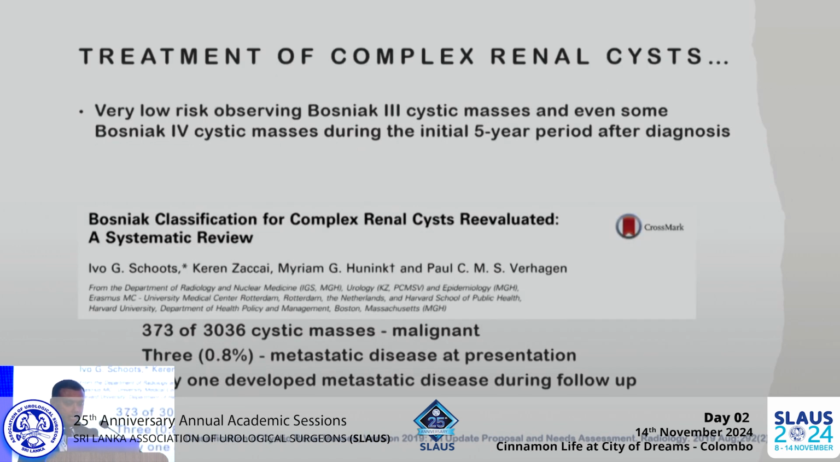So how about the risk of surveillance? Some of the studies have shown that the risk of observing a Bosniak 3 cyst and sometimes even a Bosniak 4 cyst during the initial period of up to 5 years is quite safe. One study which appeared in Radiology in 2019 re-evaluated the Bosniak classification for complex renal cysts. A systematic review evaluated 3,036 renal cysts, out of which 373 were malignant, and only one patient developed metastatic disease during the follow-up period.